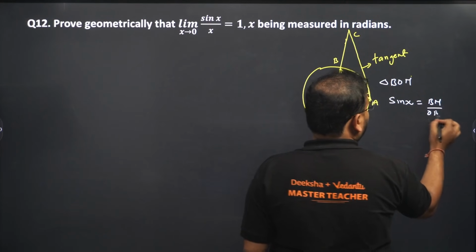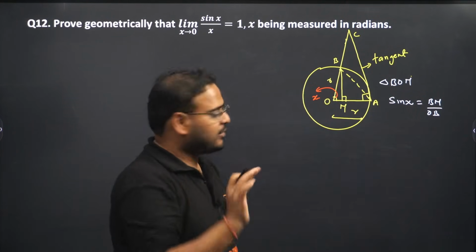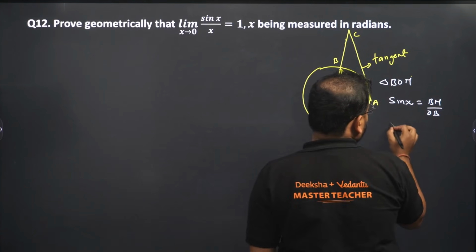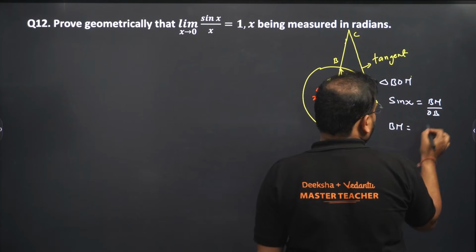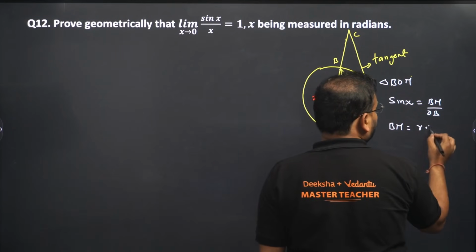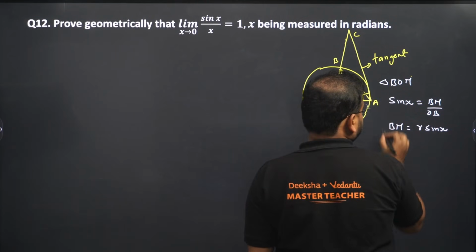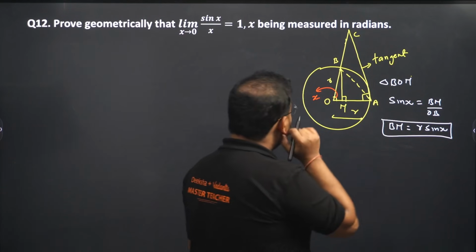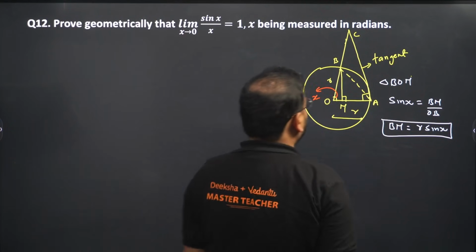BM upon OB. Why am I doing that? You'll get to know that later. Right now, just follow this. BM upon OB, so I get the value of BM as OB times sine x. What is the OB value? R. Means R times sine x. Superb.